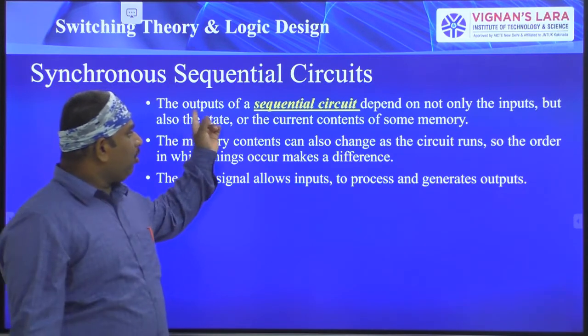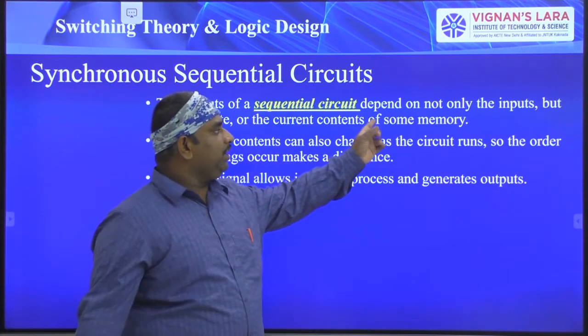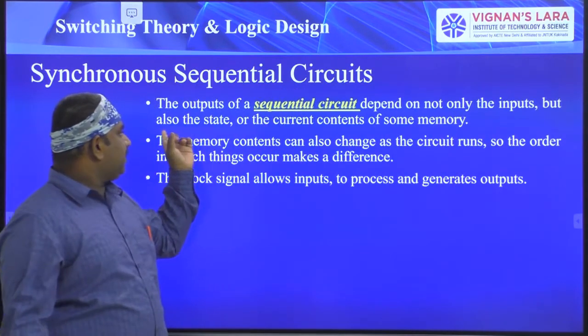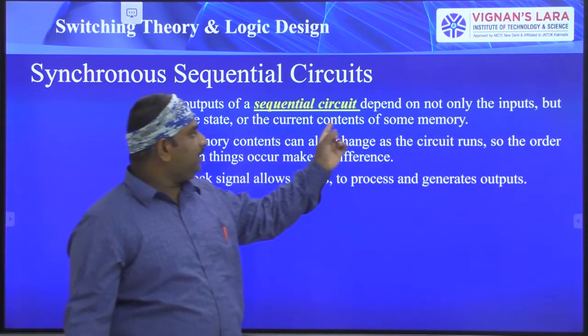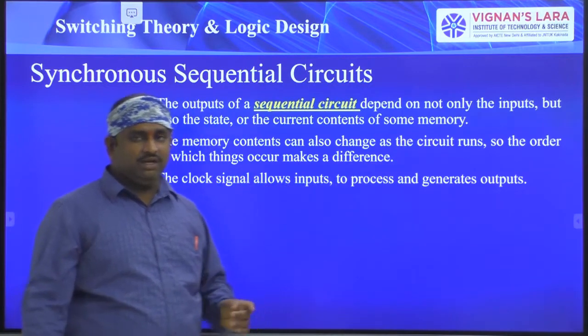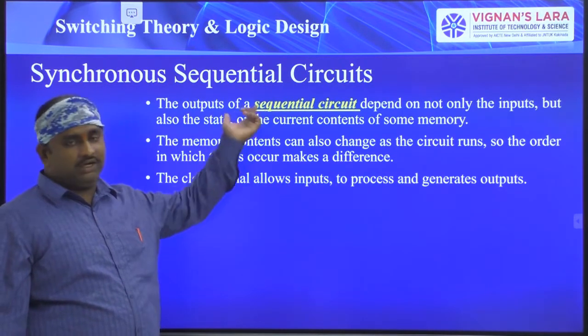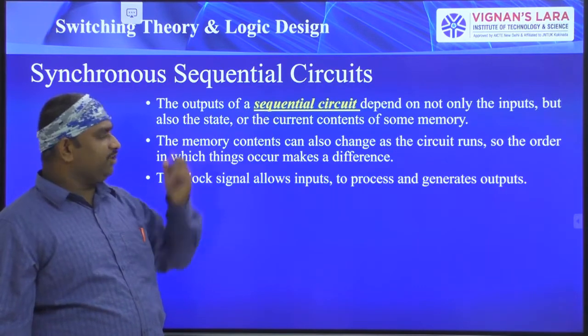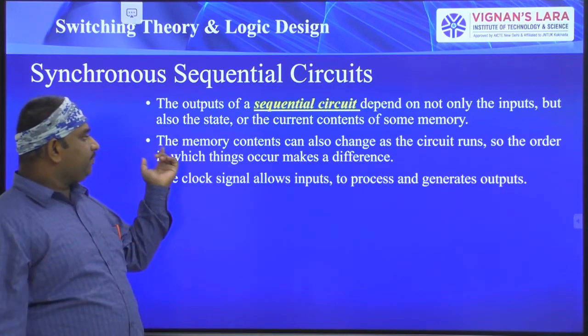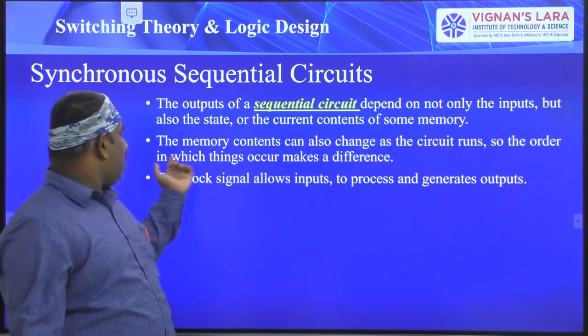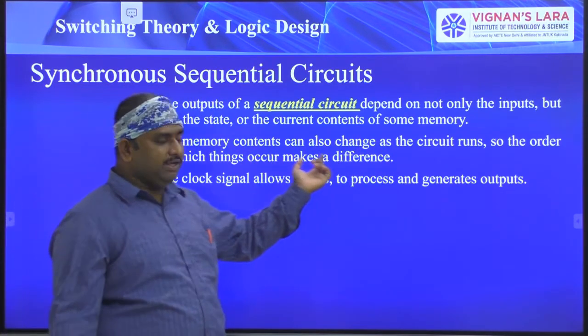So see here, the outputs of the sequential circuit depend not only on the inputs but also on the state, or the current contents of some memory. That is the same definition which we have seen for the sequential circuit. And the memory contents also change as the circuit runs. So the order in which things occur makes the difference.